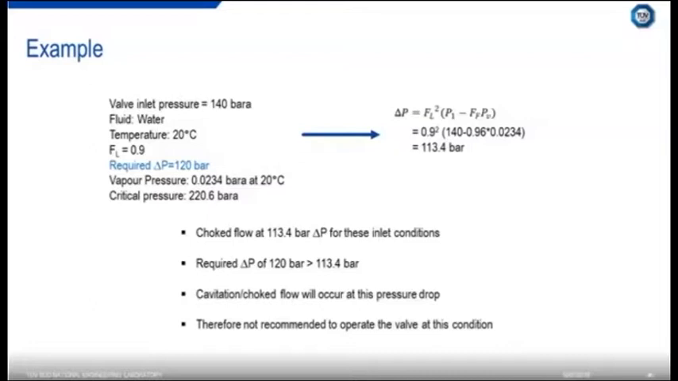So you then might have to go back and say, well, what can I do? Can I increase the inlet pressure, or can I choose a different valve design that's more resilient to cavitation? But it just shows you the usefulness of the pressure recovery factor in determining safe operating limits.